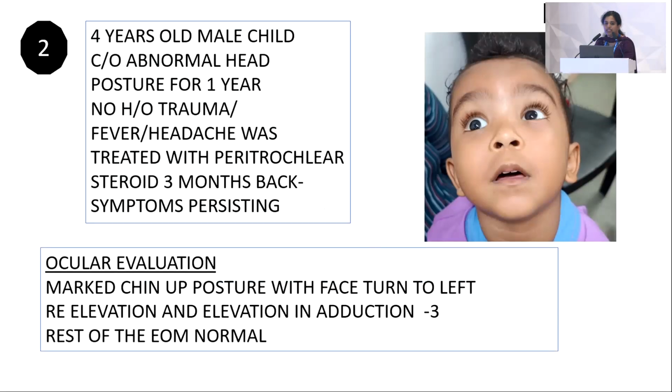And the second was a case of a 4-year-old male child presented with complaints of abnormal head posture for the past 1 year.